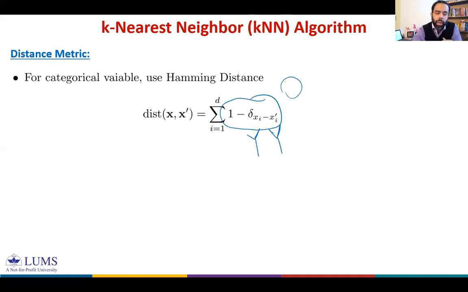along that dimension, right? If xi is yes and say xi dash is no, in this case, delta would be 0, and this term inside the summation would be equal to 1. Right? So this is just a very brief explanation of Hamming distance. And we use Hamming distance to measure the closeness between categorical variables.